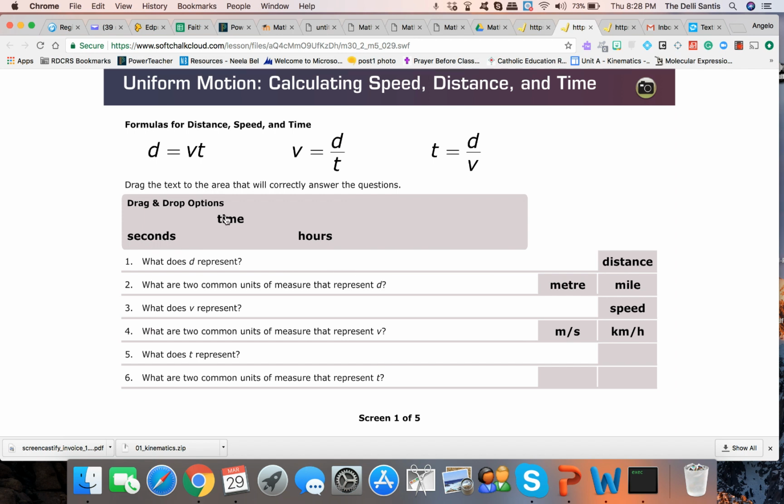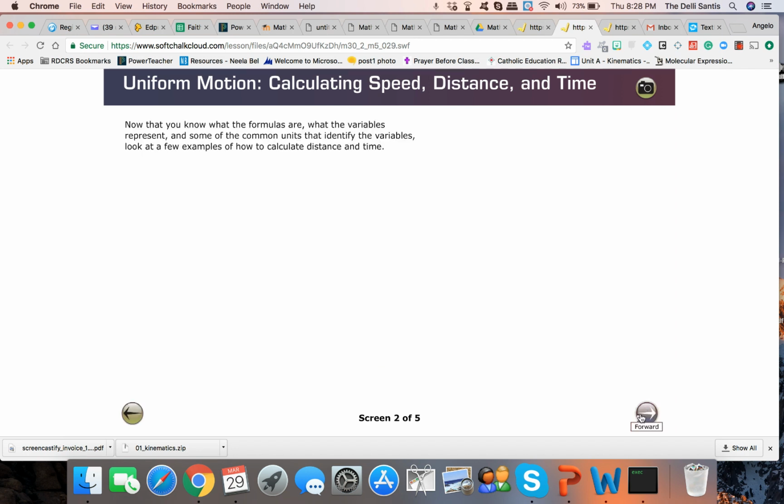What does T represent? Time. And what are the two units that represent time? Seconds and hours. Let's go to the next page. Now that you know what the formulas are, what the variables represent, and some common units that identify variables, let's look at a few examples.